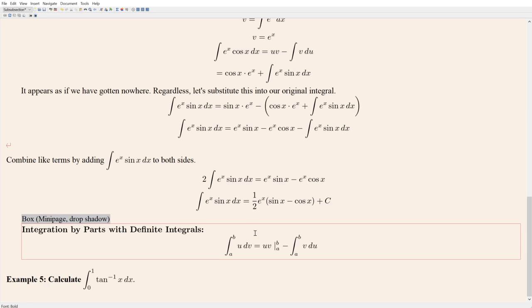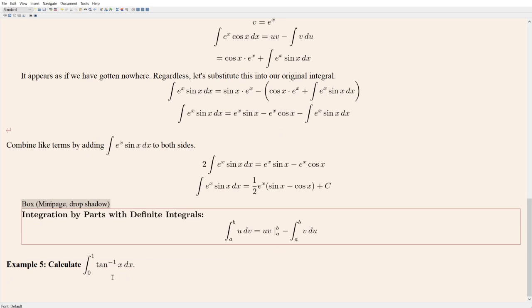As I was saying, to do integration by parts with definite integrals, the integral that you end up with has the same bounds, and this bit here, the uv, also gets evaluated between a and b. So you can save a little bit of time by evaluating this chunk first before moving on to evaluating this integral.